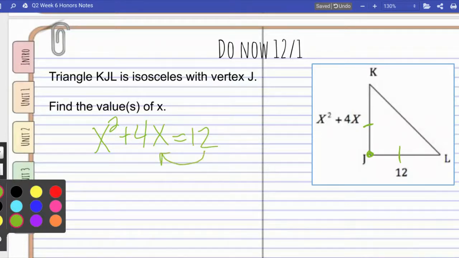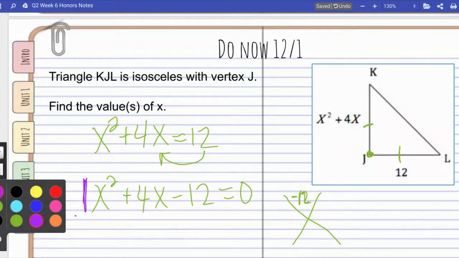So we get x squared plus 4x minus 12 equals 0. So we have to factor this. So we're looking for two numbers that multiply together to give you negative 12. And the reason why we're picking negative 12 is because a is 1. 1 times negative 12 is negative 12. They have to add together to be 4. So we're looking for two numbers that multiply together to give you negative 12, but add together to be 4.